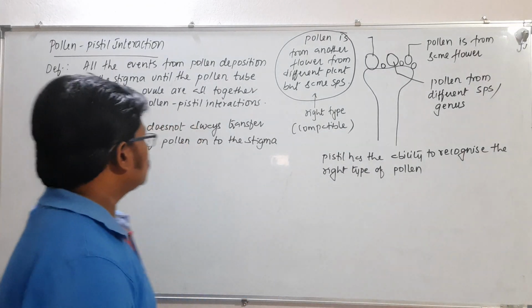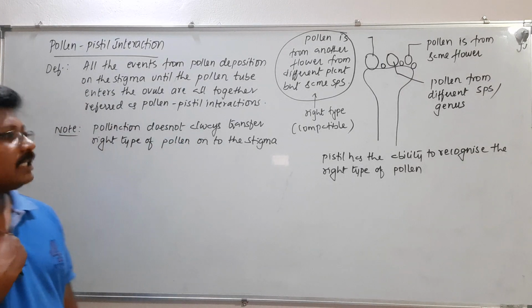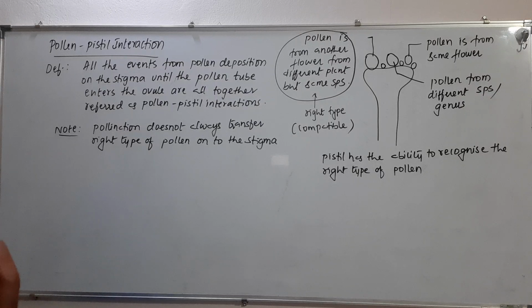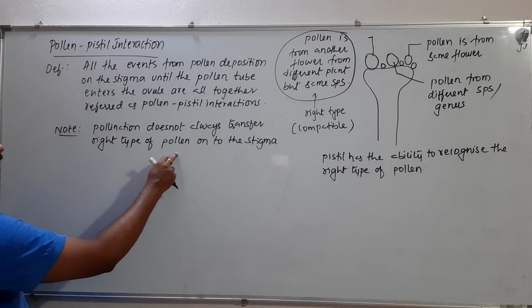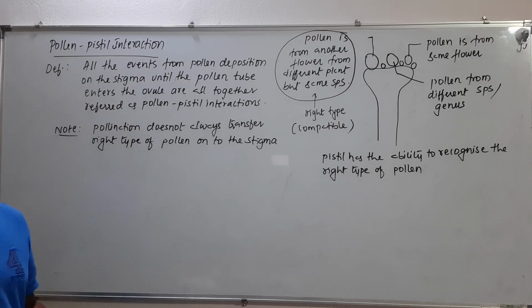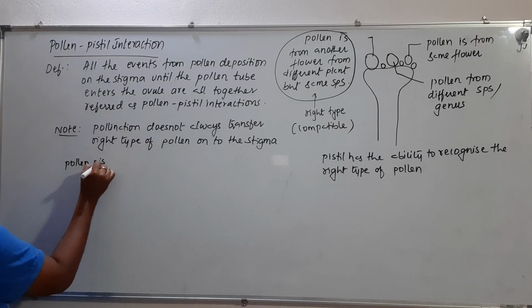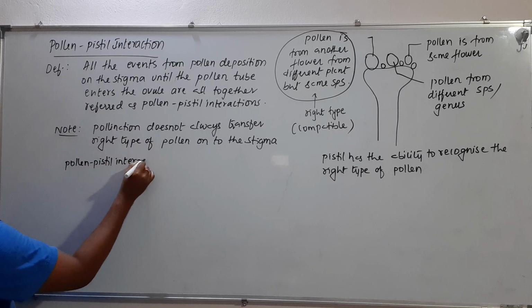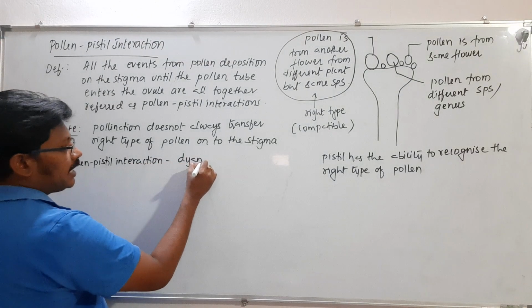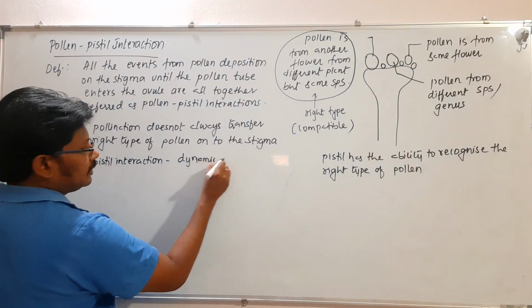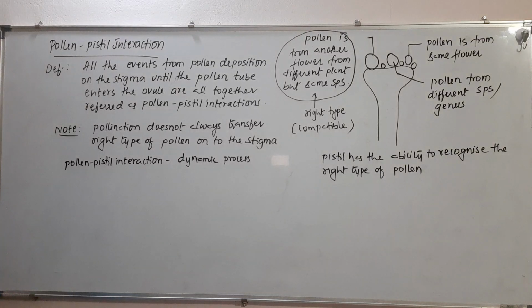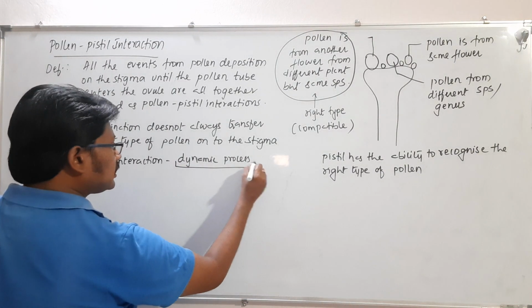Right. So now we understood that pollination doesn't always guarantee the right type of pollen transfer onto the stigma. For this statement we have seen an explanation that pollen grains can come from various sources. Only the right type of pollen will be allowed to undergo germination and produce a pollen tube. Now, this pollen pistil interaction is a dynamic process.